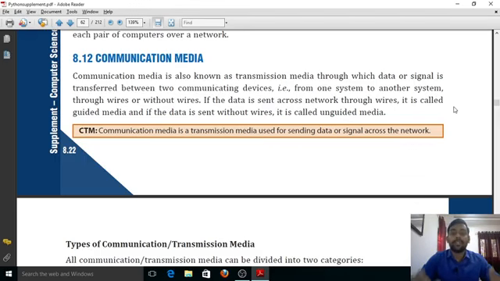Communication media is also known as transmission media, through which the data or signal is transferred from one end to another end, or between two communicating devices, right? Yes. So through wires or without wires. If the data is sent across the network through wires, it's called guided media or wired media. And if data is sent without wires, it's called unguided media, right? Yes. And it's a transmission media used for sending data across a network.